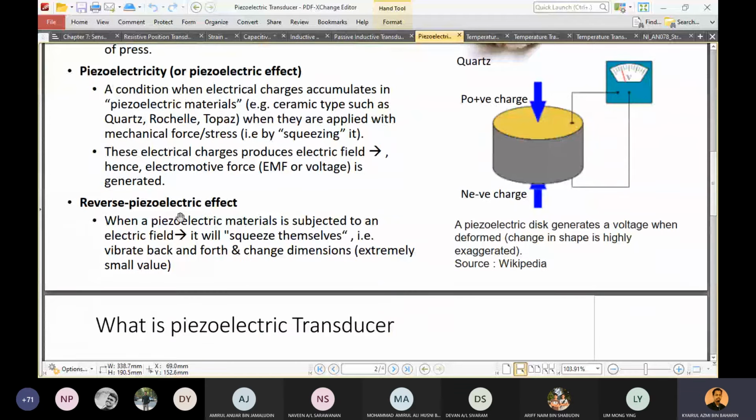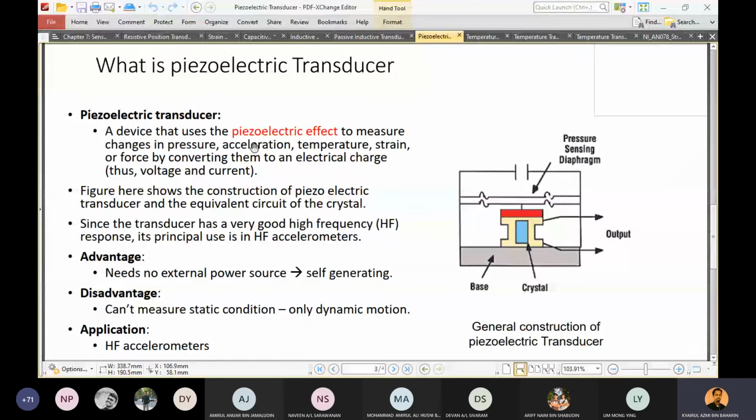Okay, we also have the reverse piezoelectric effect. When a piezoelectric material is subjected to an electric field, it will squeeze itself. The other way around, when we apply an electric field to it, it will compress itself and vibrate. So the principle uses the pressing effect. Piezoelectric is the pressing effect to measure changes in pressure, acceleration, temperature, strain, or force by converting to an electrical value.